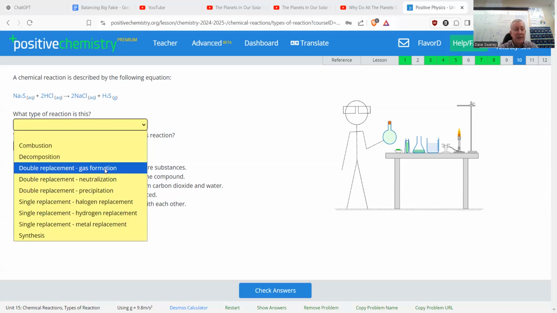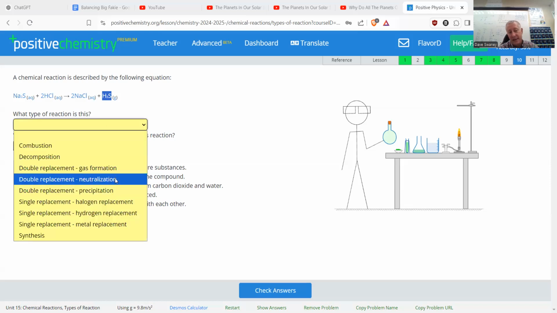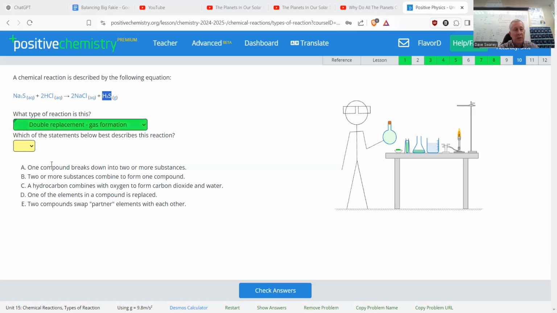Did it form a gas? It did. And this is not a neutralization because acids have H's to give. This is a classic strong acid. This is not so strong, but it is still an acid, so it did not neutralize. Precipitation means that we formed a solid, and no, we formed aqueous, AQ, and a gas, G. So let's try gas formation, and we were right. Two compounds swap partners, that's what we had.